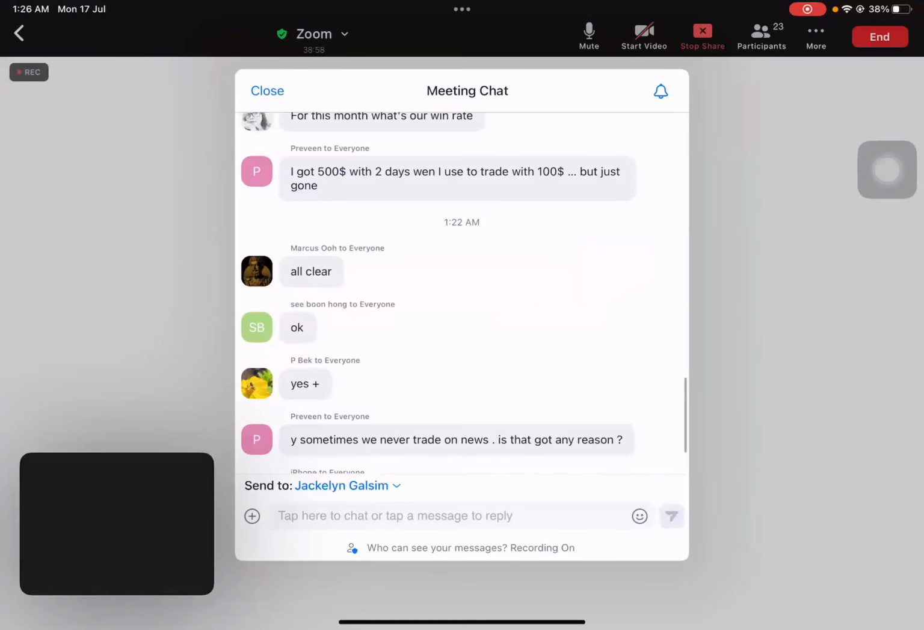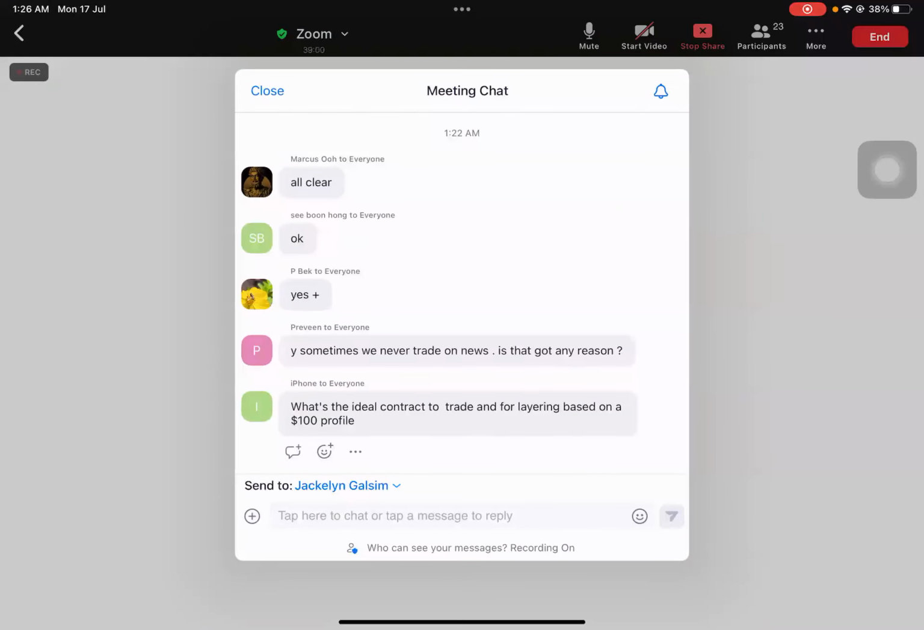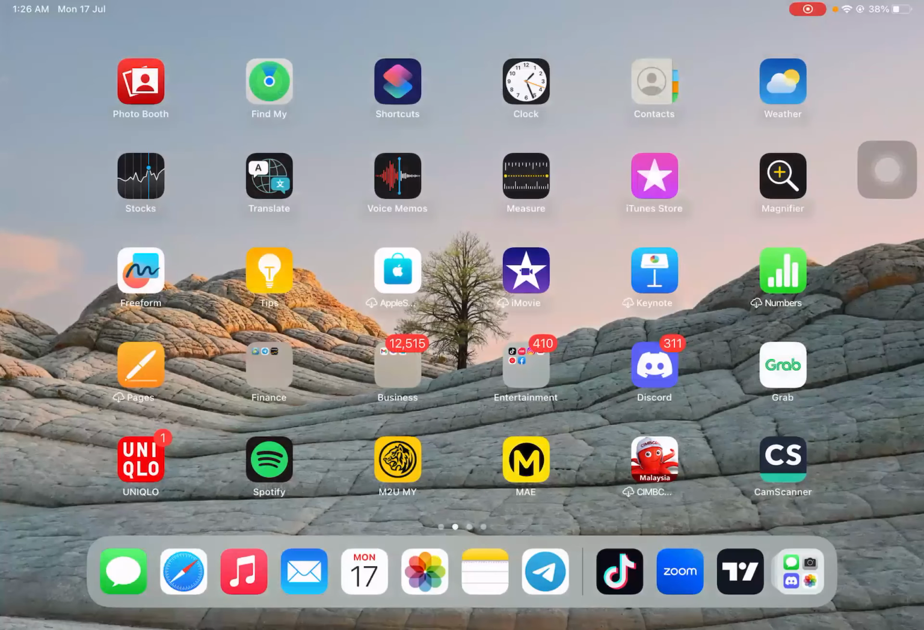And what's the ideal contract to trade for a 100 account? You have to risk $10. It depends on the setups, you have to calculate yourselves. 10% is the maximum already for layering. Okay, for layering. And this is for gold.